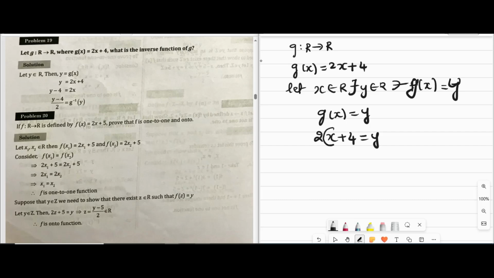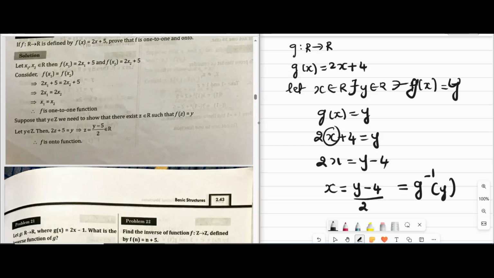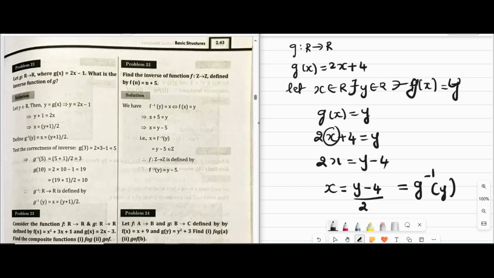So g of x equals y means 2x plus 4 equals y. I want only x. So the plus 4 goes to the other side and becomes minus 4. Then x equals (y minus 4) divided by 2. So now what is the inverse of this? That is nothing but g inverse of y. So we have found the inverse. In the same way you will find the 1 to 1 and onto and find the functions for the inverse.